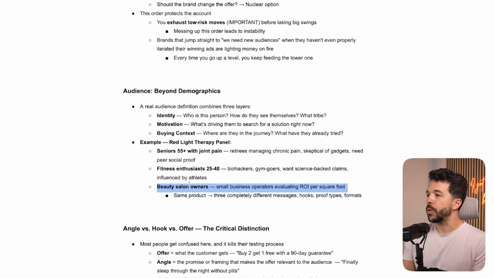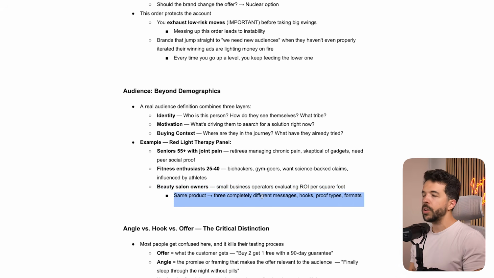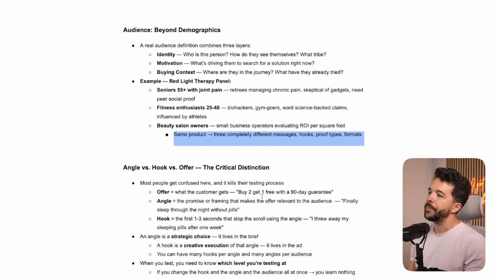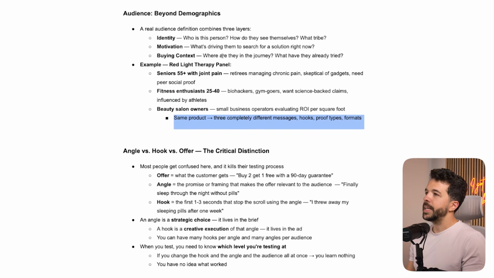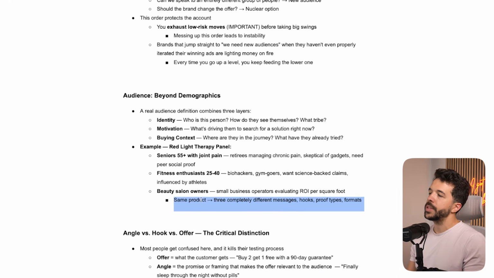And then you have beauty salon owners. These are small business operators evaluating the ROI per square foot. This is the same product sold to 3 completely different audiences, so it's gonna need 3 completely different messages, completely different hooks, proof types, formats, and so on. Why is it important to understand this? Because if you don't get this, you're not gonna get this. And it's crucial to understand that you can't attack all of the audiences all at once, because otherwise you're just gonna mess it up. And if you do that, you're not taking into account the creative strategy. Like, you're doing everything but creative strategy.